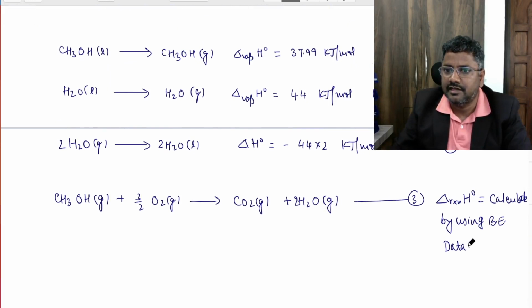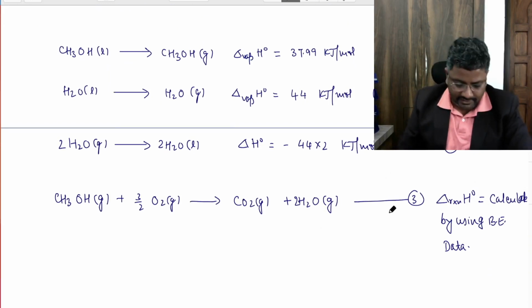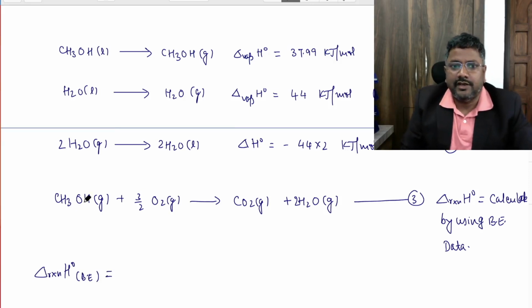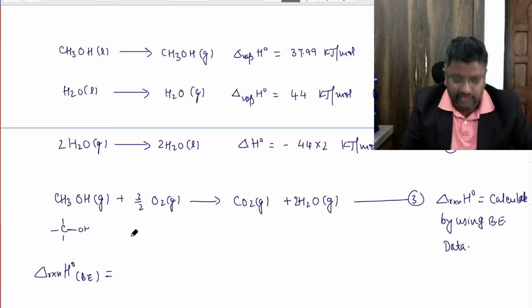It is given but indirectly given, right? The value of this is given but it is indirectly given. So now you can calculate this reaction in terms of bond energy. So this is equal to CH3OH. So see, CH3OH structure is also important here.